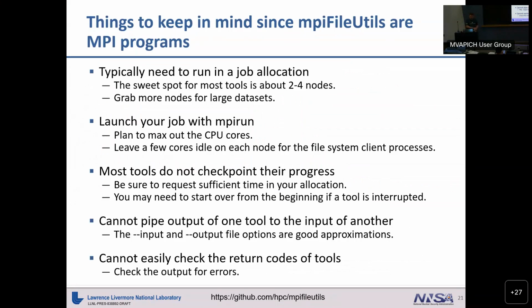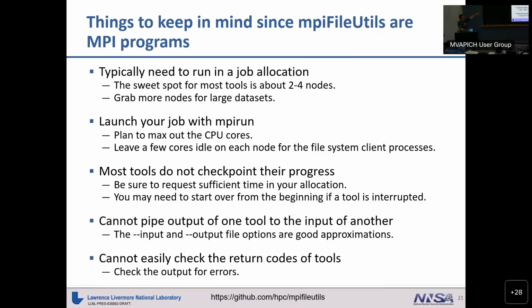Okay, let me wrap up here. A few things to remember. These are MPI jobs, so you need to run them in an allocation. Most of the things you're going to be doing as a single user, you might just get away with 2 or 4 nodes, but if you're an admin moving a lot of data, or you have a really big data set, using more nodes is useful.